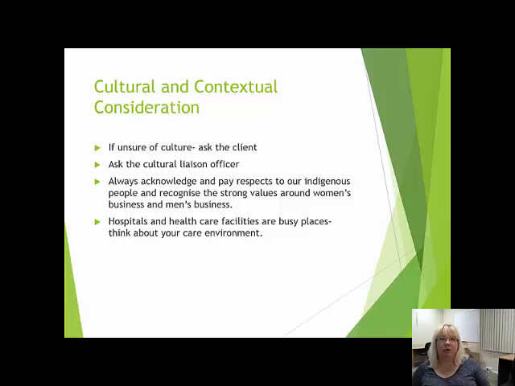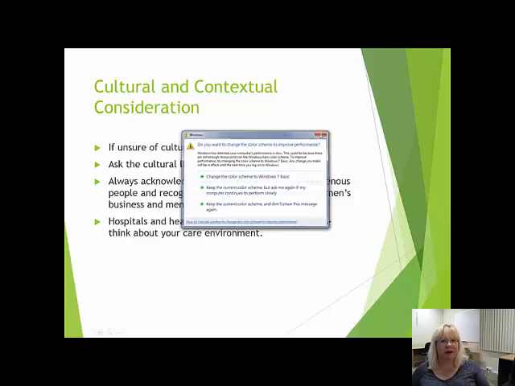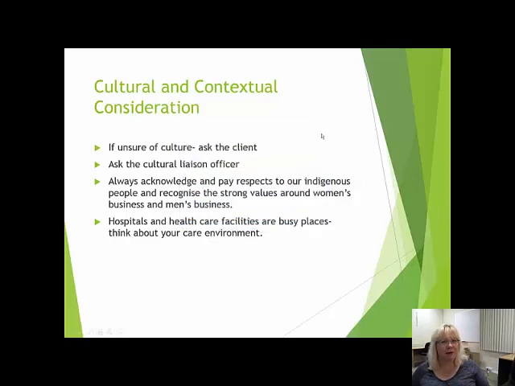I think it's really important though that as soon as you've identified that you've got an Indigenous person that you're working with, you pay your respects to them and thank them for allowing you to look after them, and say that you'd like to know a little bit more about their culture. But from my experience, when I've looked after Indigenous people, you can't just ask very, very private questions about men's business and women's business straight away.